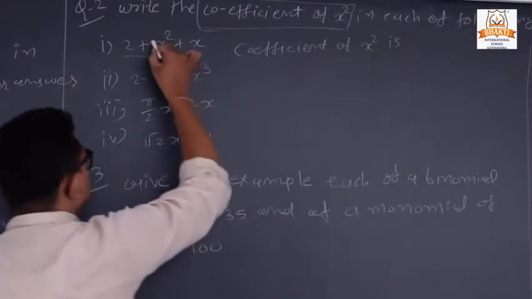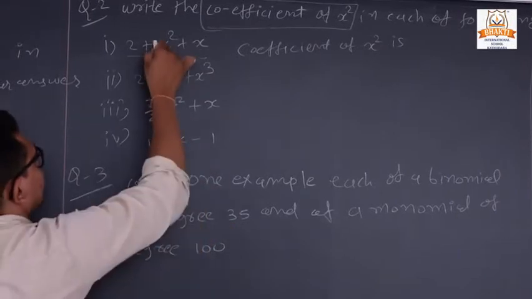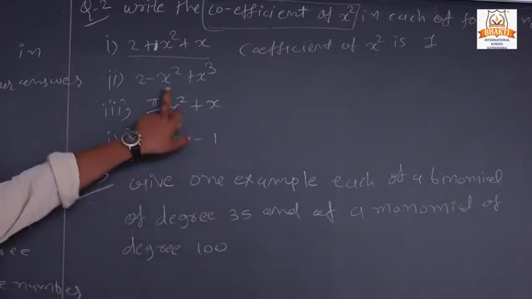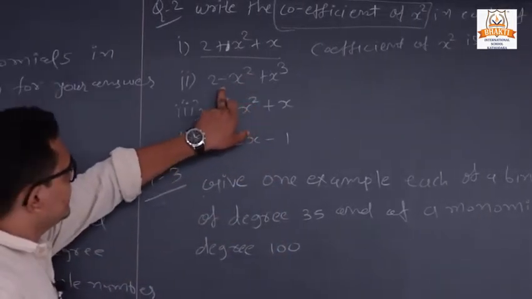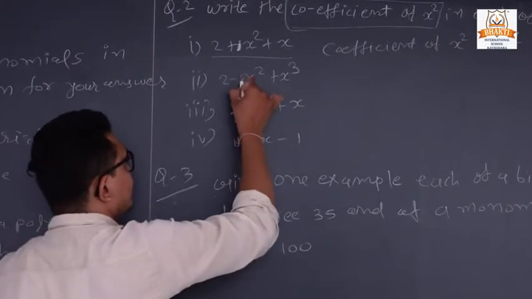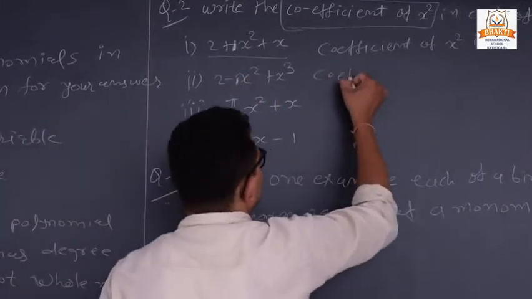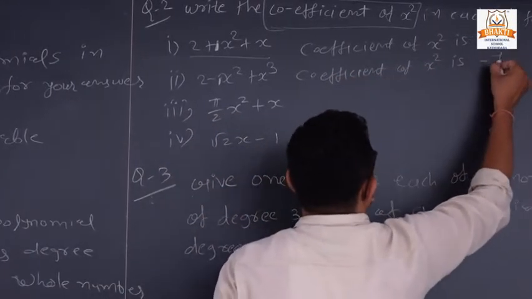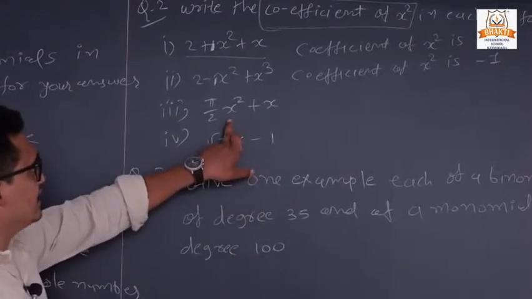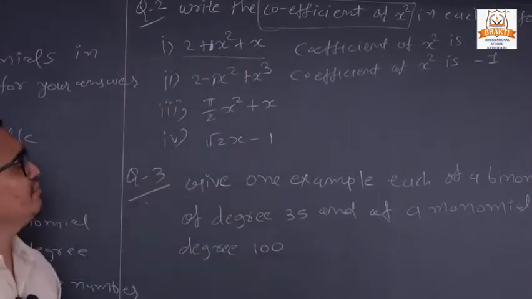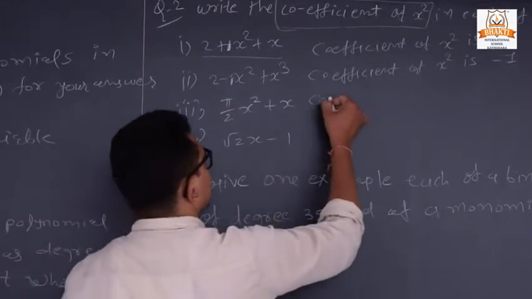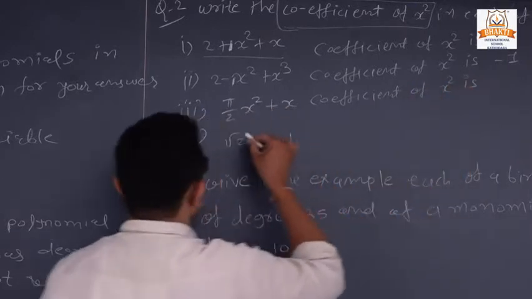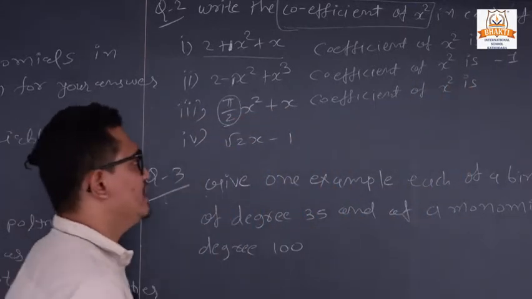here there is no value, so we can also write it like 1 here. So it is 1. Now in the second question, what is the coefficient of x square? Once again we have 1, so we can write it like that. The coefficient of x square is -1. Now the last two examples are the same as our questions number 1 and 2. So in question number 3, what is the coefficient of x square? It is pi by 2.